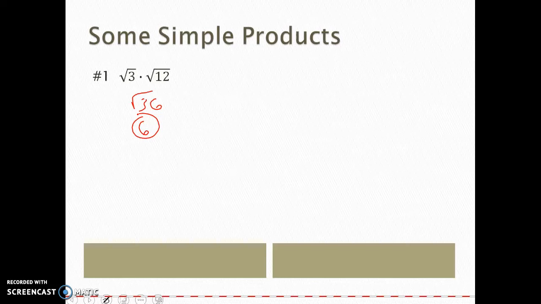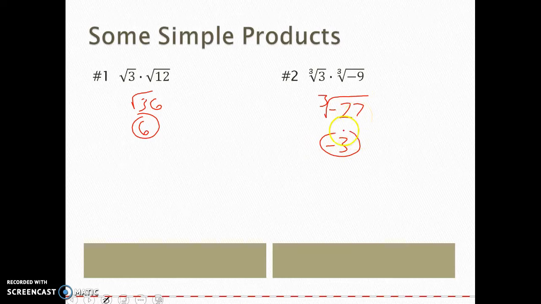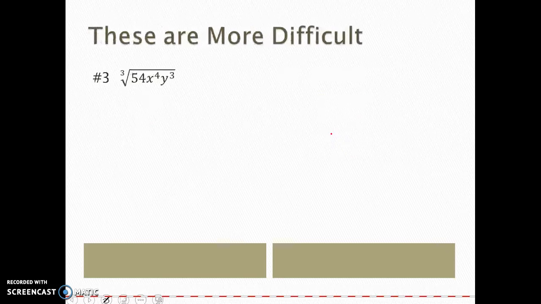As we do each of these, you might want to pause the video, try them on your own, and see if you can figure them out, and then make sure that you have it correct. So for example, you can try number 2, the third root of 3 times the third root of negative 9. Hopefully you've done that. You would get that the third root of 3 times negative 9 is negative 27, and the third root of negative 27 is simply negative 3, because negative 3 times negative 3 times negative 3 is negative 27. So we're off and rolling here. The problems get a little bit more difficult as we go, though.